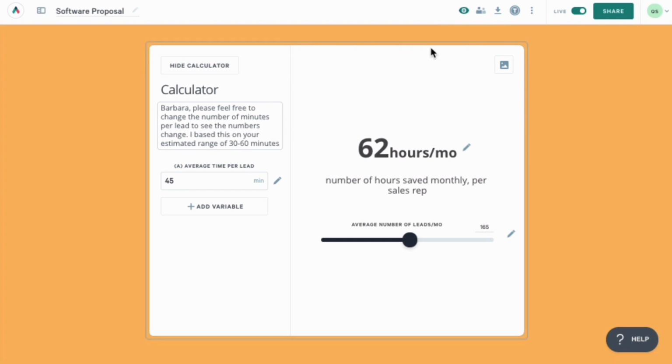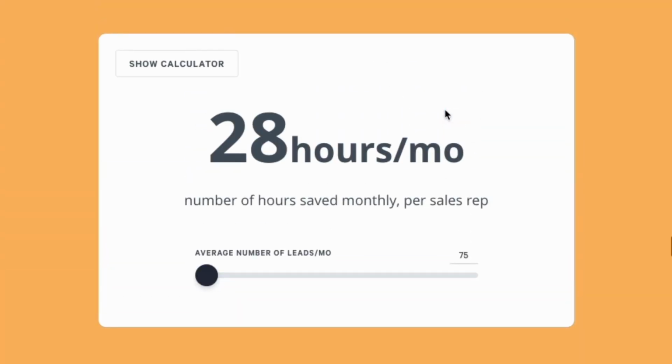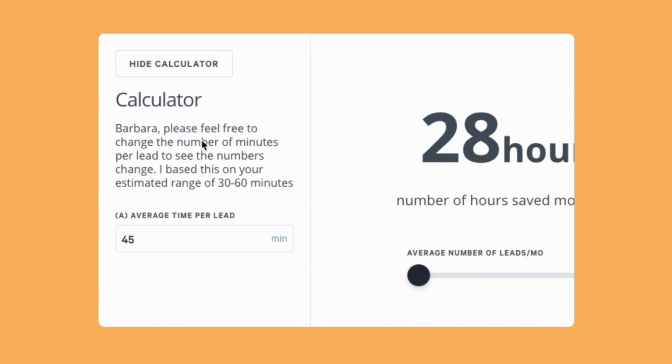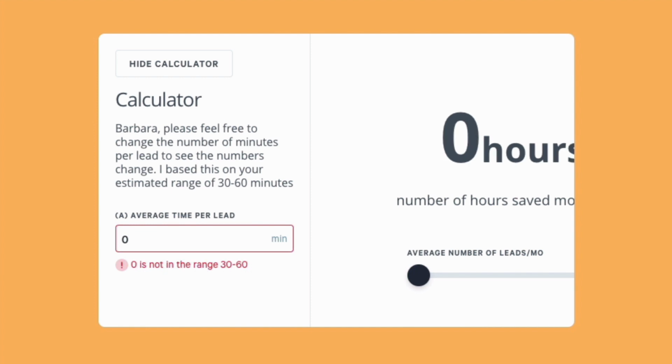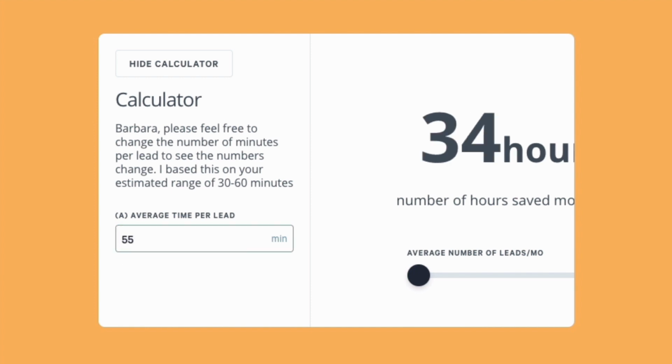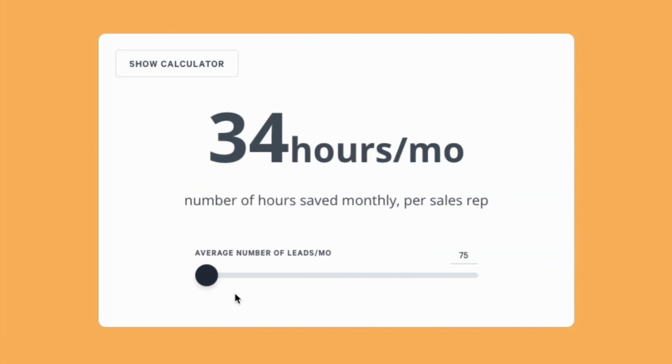Let's open my client's view of the page so we can see what my client will be able to do. When I present this to her, she'll be able to click and open the calculator. Here's my personalized message inviting her to change the minutes per lead. I also reminded her that that range of 30 to 60 minutes comes from our earlier conversation. My client can now change that time estimate to any other number within that range. If she's decided that her team is spending more like 55 minutes with each lead, she can add that number and see how the results change. It's a great way to help her see the value of my service.